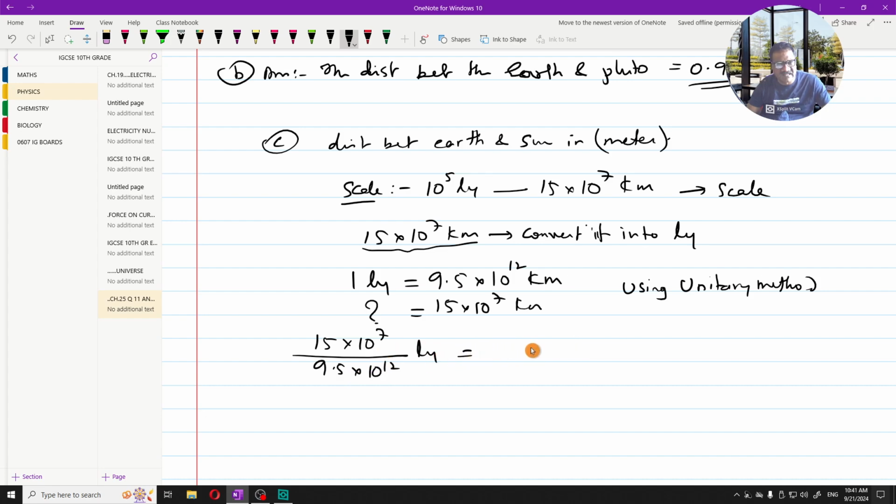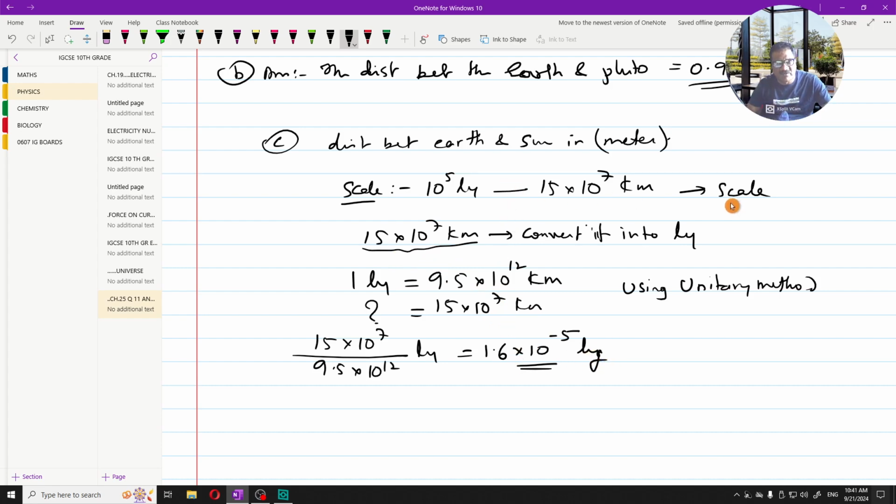So this will be equal to 10 raised to 7 upon 10 raised to 12 will work out to 7 minus 12 is minus 5, 10 raised to minus 5, and 15 upon 9.5 should work out to 1.6. So this many light years you are getting. So this actual distance between the sun and the earth, which was 15 into 10 raised to 7 kilometer, I have converted into light years.